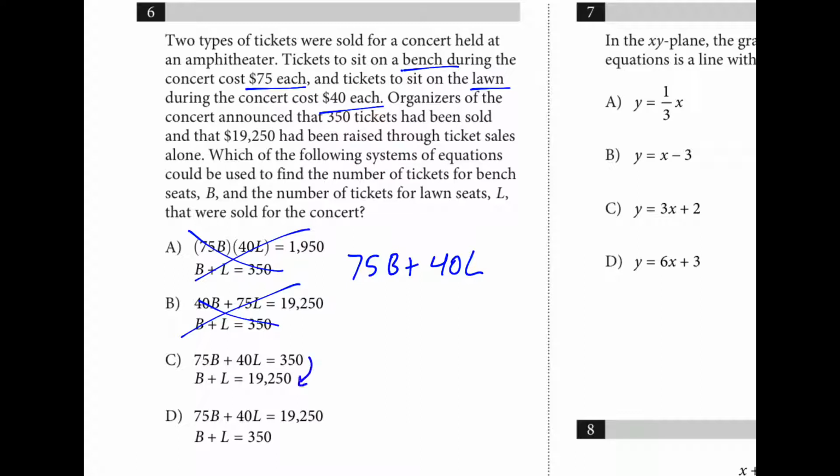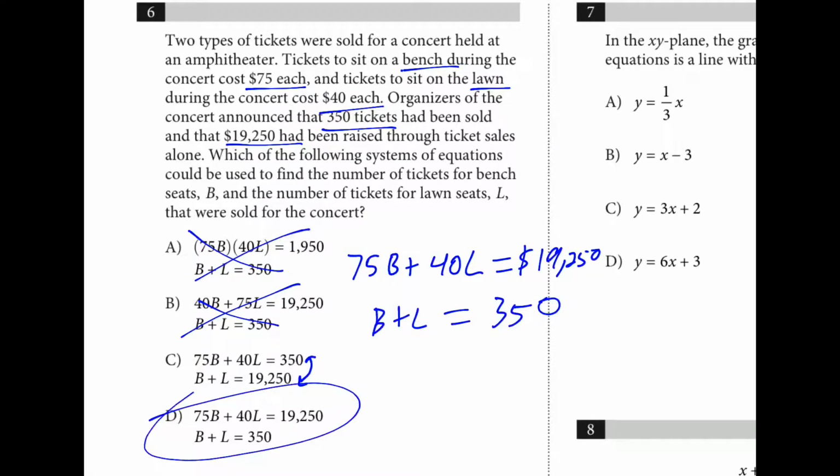The difference is the right side of the equation. Should they be like they are here in C, or should they be flipped like they are in D? And it turns out that 350 is the total number of tickets sold, and this is the amount raised. So the amount raised should go with the 75 and the 40. And the total number of tickets would just be b plus l is equal to 350. And that's why D is the best answer.